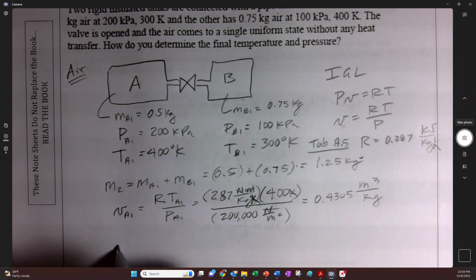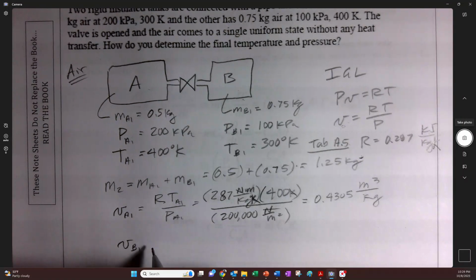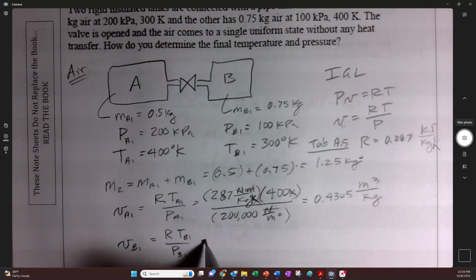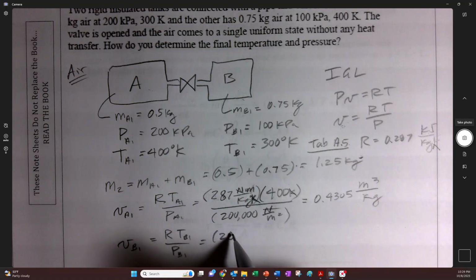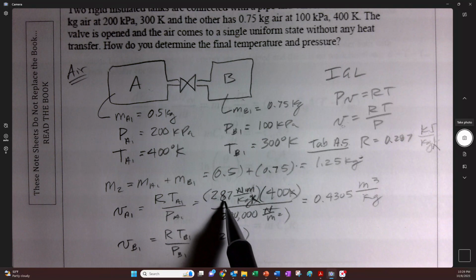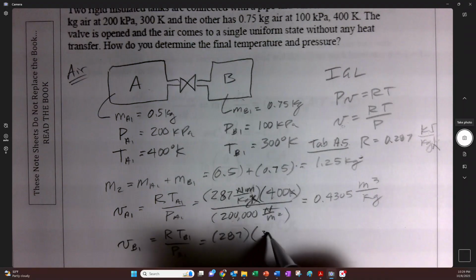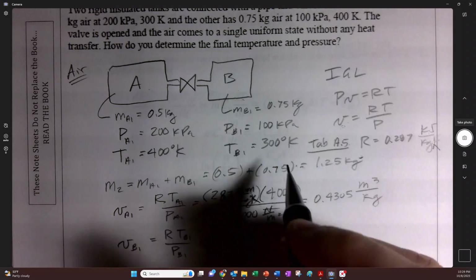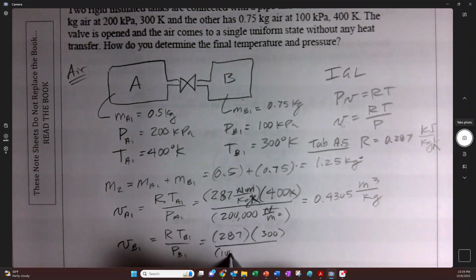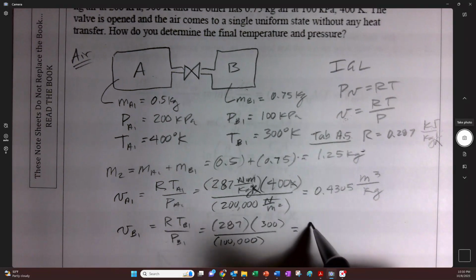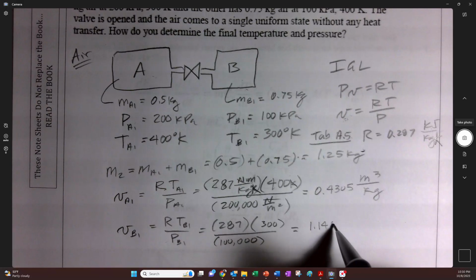And then VB1, likewise, is R times TB1 over PB1. We just go 287. We can actually probably just make it 0.287 without doing that anymore, but I'm going to keep up with what I've been doing so far. And so it's 100,000, and what we're left with is 1.148.